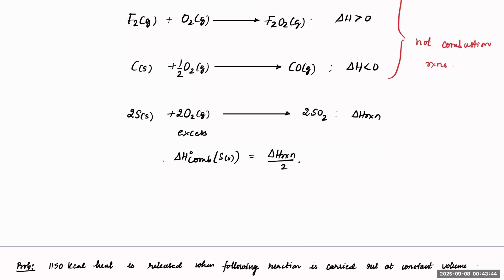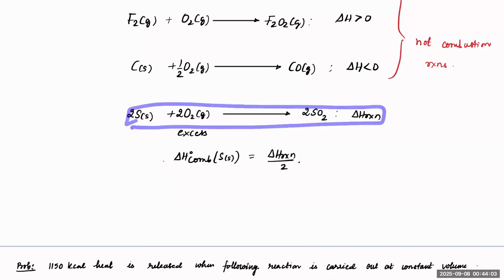Sulfur plus O2, if I'm providing excess and it is becoming SO2, right? But how many moles of sulfur am I using? 2 moles of sulfur. So if I use 2 moles of sulfur, then also it is not combustion. If this is delta H of the reaction, the combustion of sulfur will be delta H of the reaction by 2.